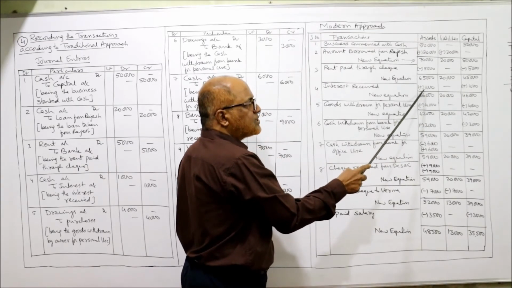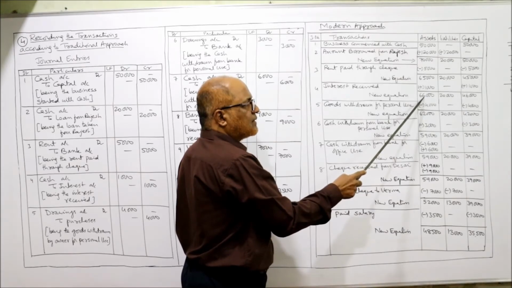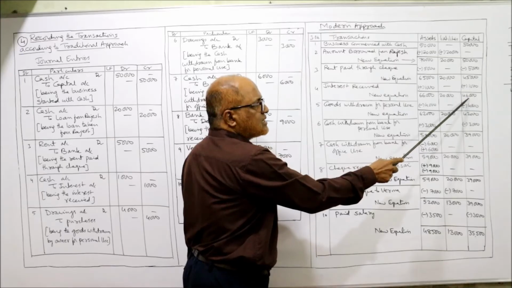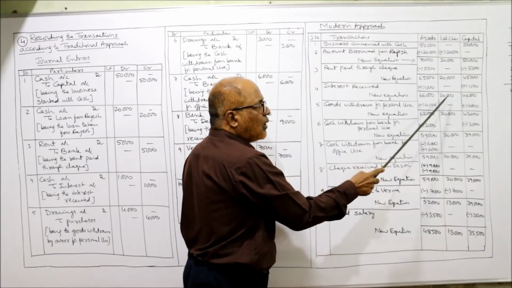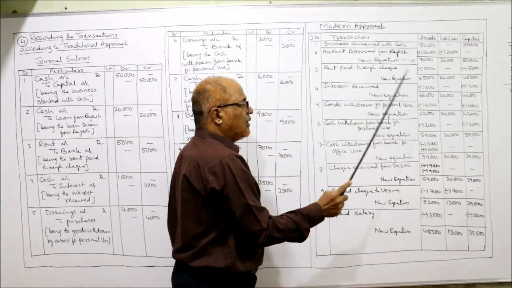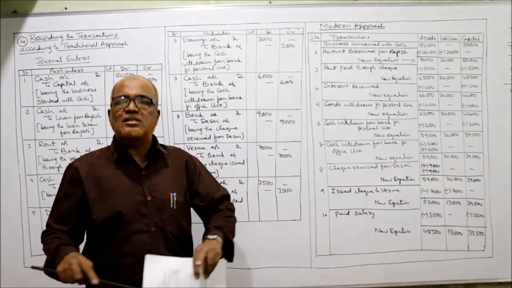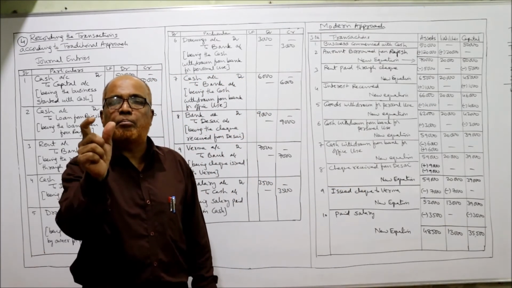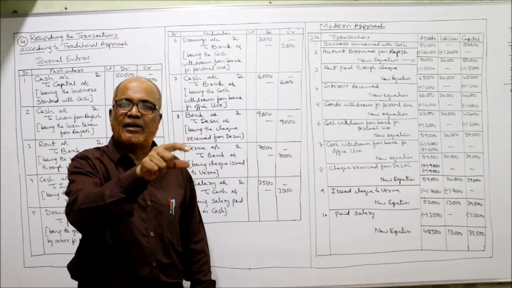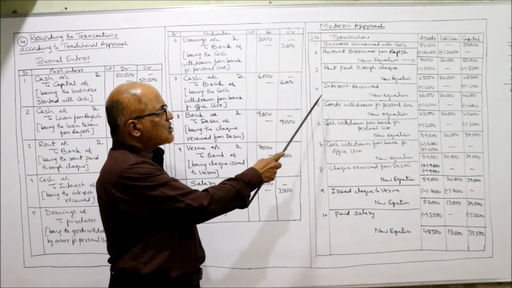Now 65 plus 1, 66,000 is the asset. 20,000 is the liability. 45 plus 1, 46,000 is the capital. Now you add up 20 plus 46, 66,000. The new equation. So after every transaction, the equation must get satisfied. The equation is assets equal to liabilities plus capital. So the fourth is over.